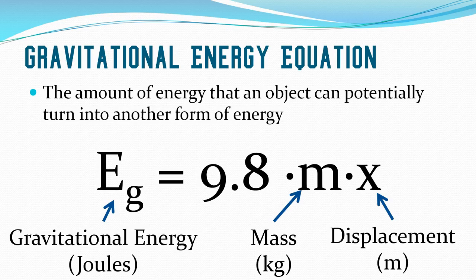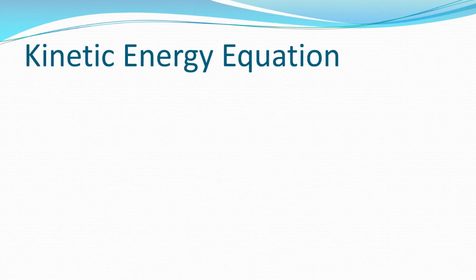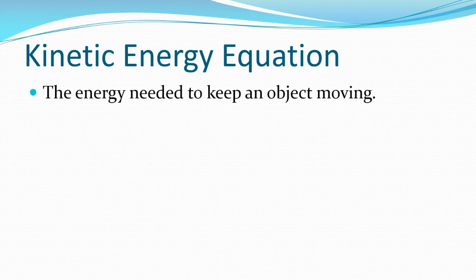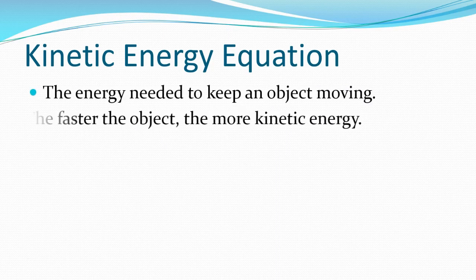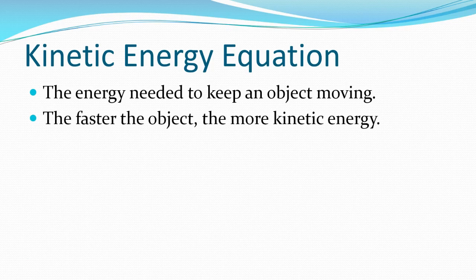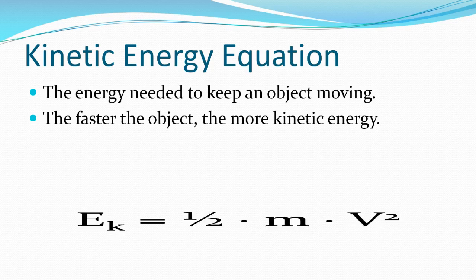Something that's pulled higher up has more energy stored in it, just like something that has more mass held off the ground has more energy in it. Gravitational energy is when an object's off the ground. As it falls towards the ground, it starts to move, turning into kinetic energy, which we can also calculate. Kinetic energy is the energy needed to keep an object moving. The faster the object, the more kinetic energy, just like the higher up an object, the more gravitational energy.